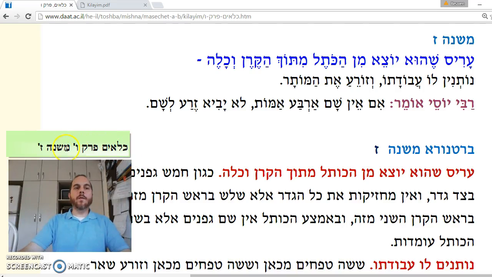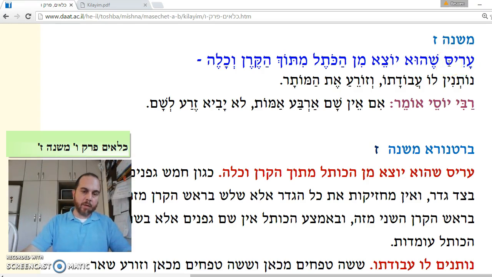Okay, we're now in Kilayim Perek Vav Mishnah Zayin. This Mishnah is actually quite short, but it's a little bit confusing because there's a huge machlokah about what it means, and it's not entirely clear to me what exactly is going on in the Mishnah. So I'll tell you the way I understand it, and hopefully it will be as clear as I can make it. It says the Mishnah on Aris.